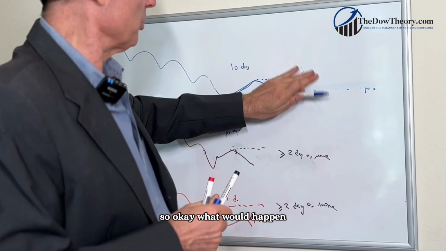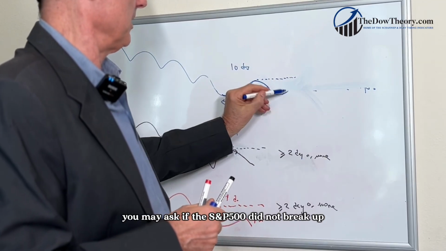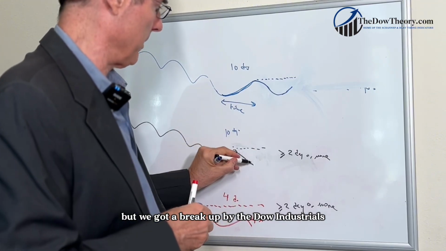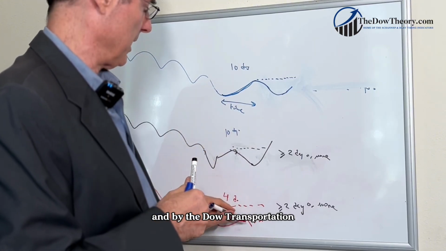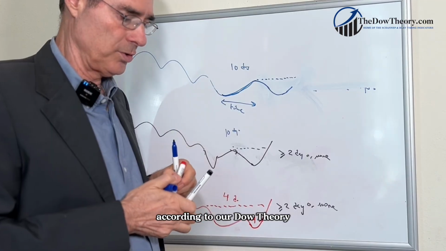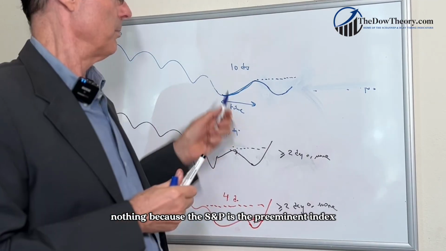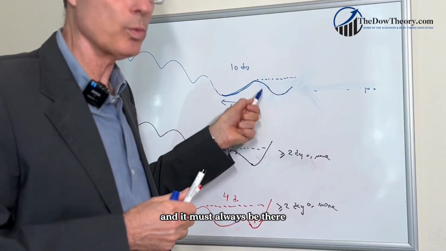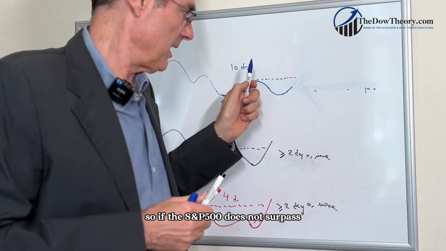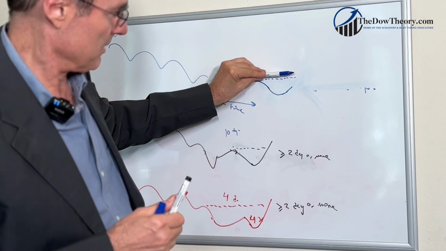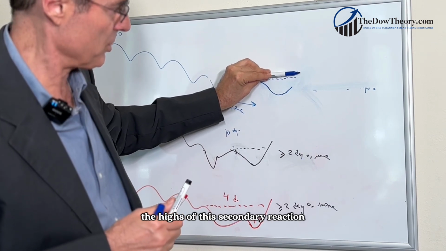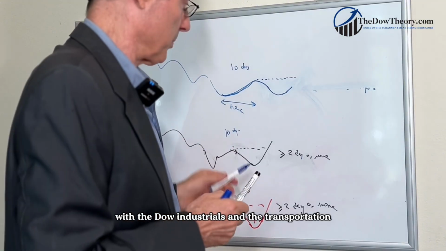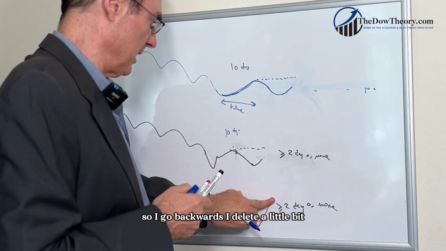So, what would happen, you may ask, if the S&P 500 did not break up, but we got a breakup by the Dow Industrials and by the Dow Transportation? According to our Dow theory, nothing. Because the S&P is the preeminent index and it must always be there. So if the S&P 500 does not surpass the highs of this secondary reaction, then we ignore what is going on with the Dow Industrials and the Transportation. So I go backwards, I delete a little bit.